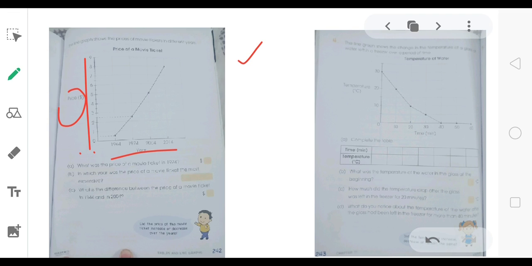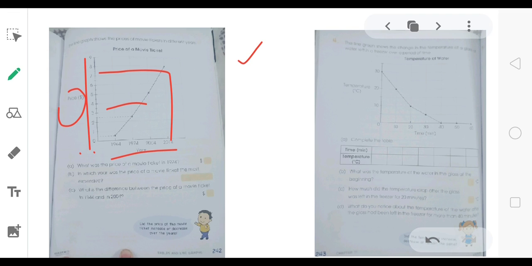Again, in 1974, it's between 2 and 3. What does it mean? It is 2.5. Is it clear? Again, 2004. Where can you see the point over here? It is 5. Again, 2014. Where does the point go? It is 8. Okay. Now listen to me.